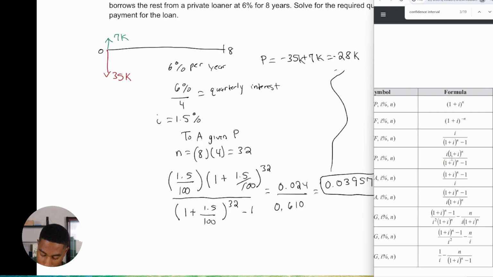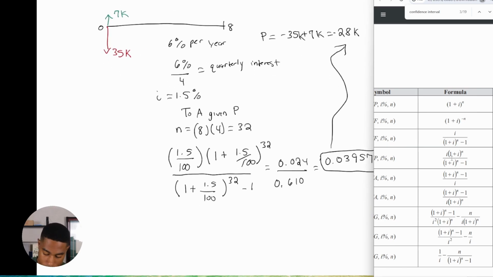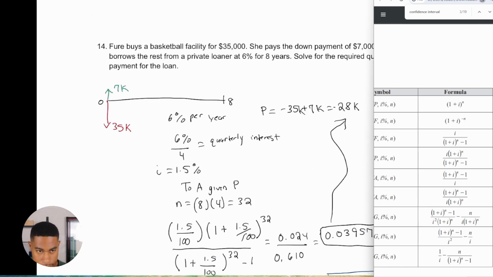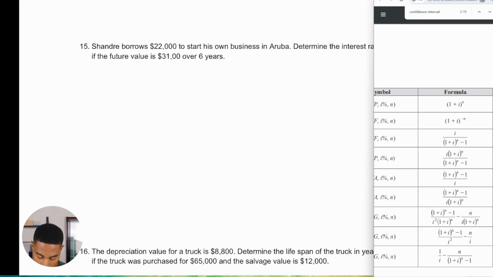So that's the number we need to be multiplying by 28,000. Right? So we go ahead and multiply 28K times 0.03957. We end up getting our quarterly payments, and that is equal to $1,108.15. All right. So that was number 14. Look at number 15.